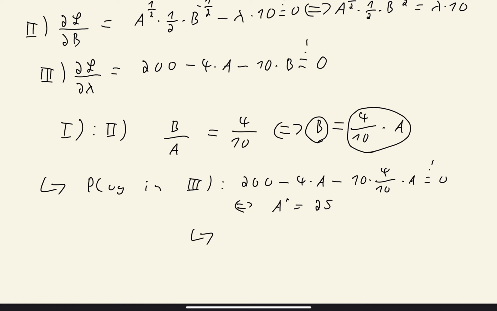And we can simply plug in this A star into the relationship between B and A to get the optimal amount of bananas which are consumed in equilibrium. So B star is simply equal to 4 divided by 10 times 25, and this is 10. So if we want to maximize utility, given our constraints, we consume 25 units of apples and 10 units of bananas.